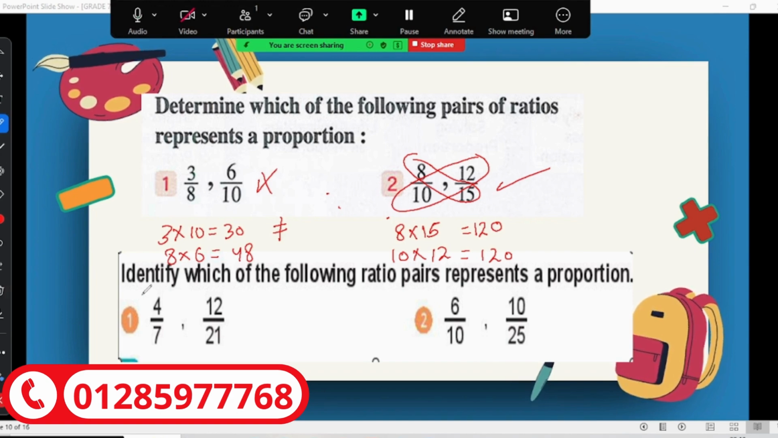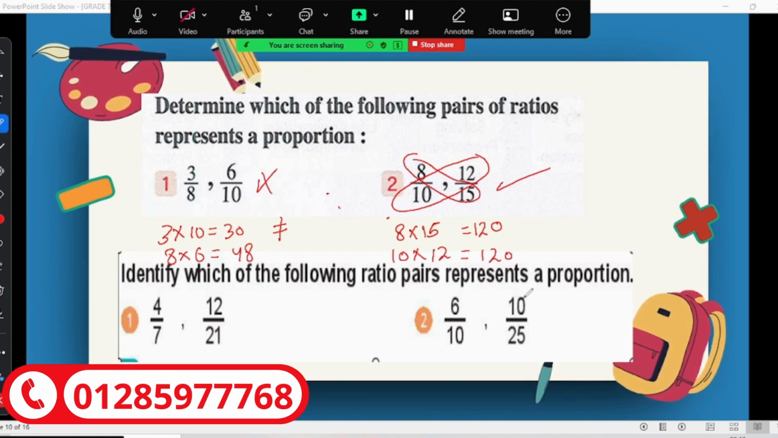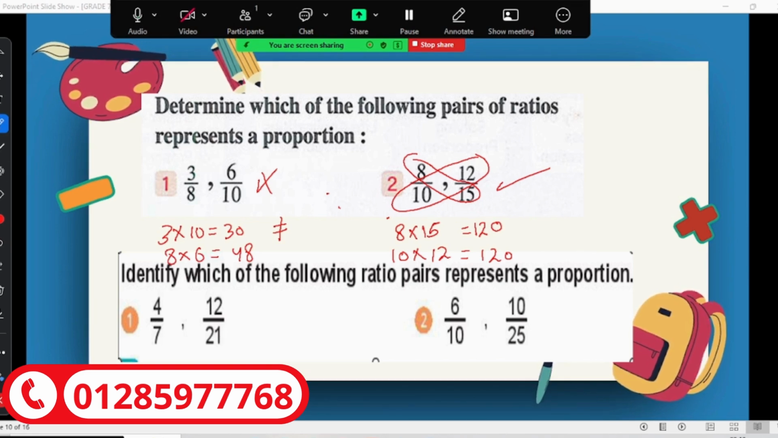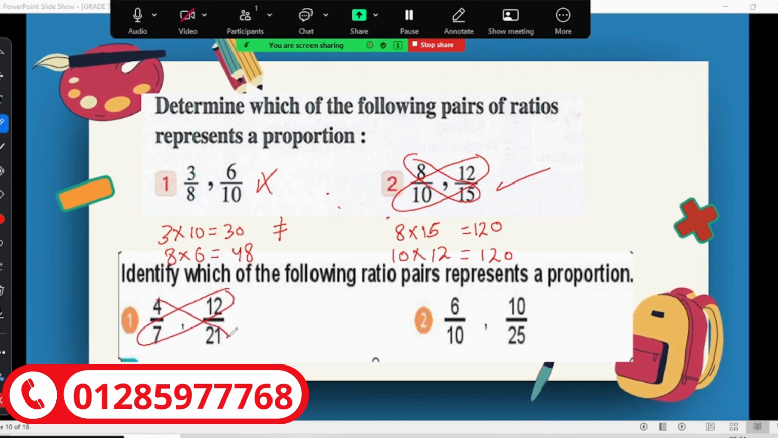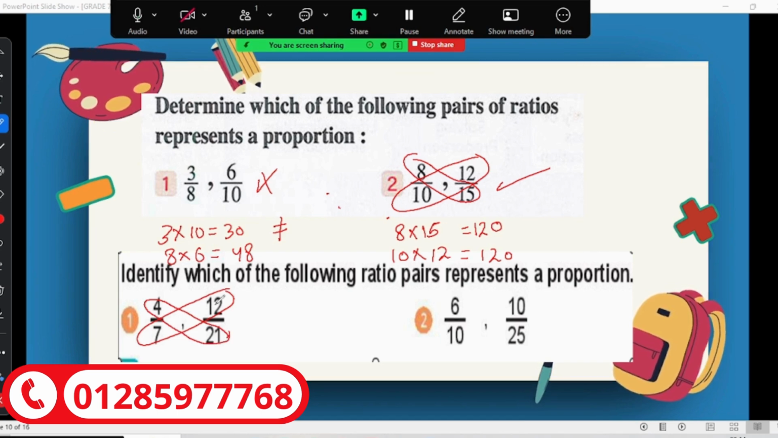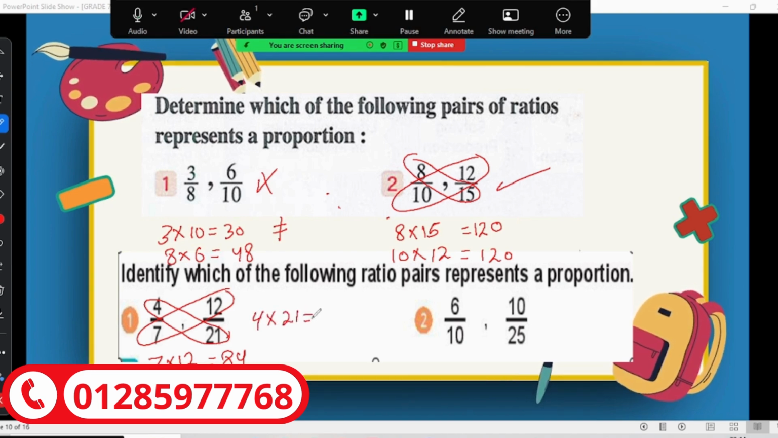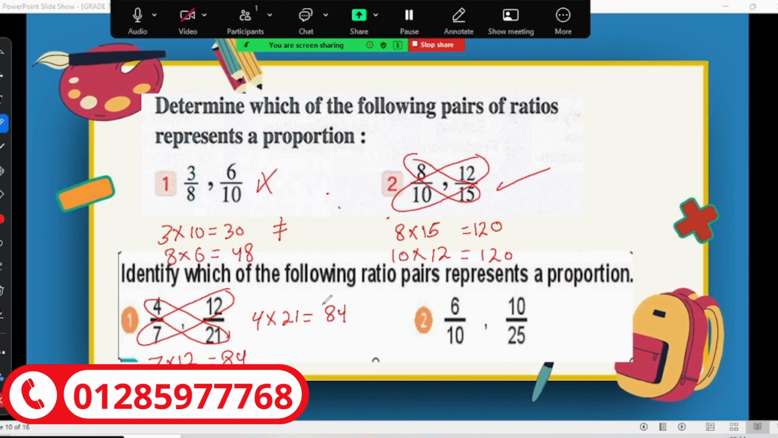Okay. The next question, identify which of the following ratio pairs represents a proportion or not. Yes, 4 over 7, 12 over 21, we can multiply the extremes and means, then compare. 7 times 12 equals 84, and 4 times 21 equals 84. So they have the same values, so they are proportional ratios.